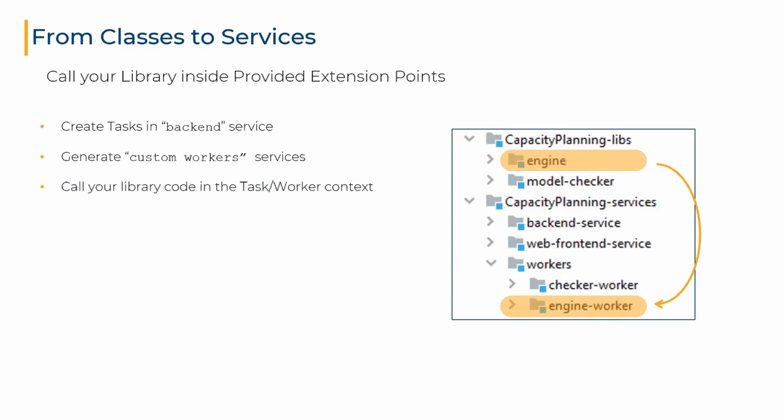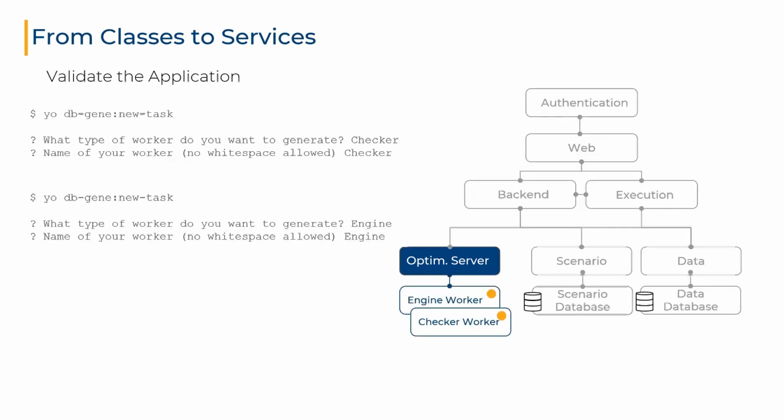We have to encapsulate the library code we have written for the engine and for the data checker into optimization server workers. This is done in two steps. We generate the two worker services using the framework generation feature, and we can call the library code inside each worker. Note that if we wanted to create back-end tasks instead of worker tasks, we would have followed a very similar process. We would have created two tasks in the back-end service, and we would have called the libraries inside these tasks. The framework generator comes with dedicated features to generate workers.